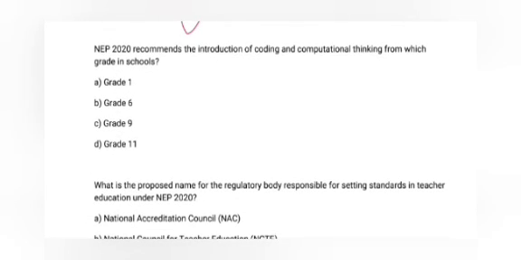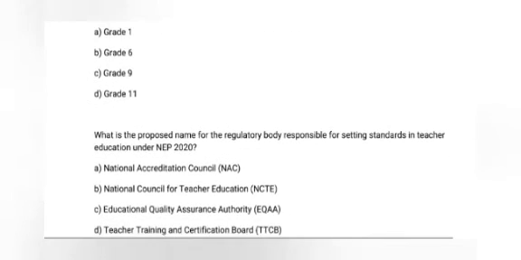Likewise, NEP 2020 recommends the introduction of coding and computational thinking from which grade in schools? Grade 1, 6, 9, or grade 11. So you all know it will be grade 6.